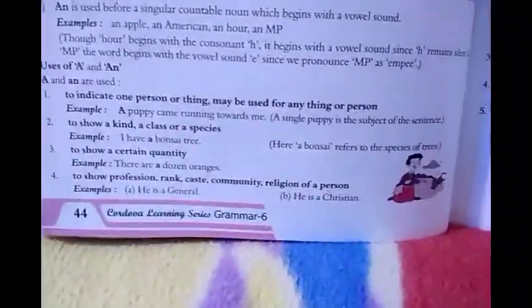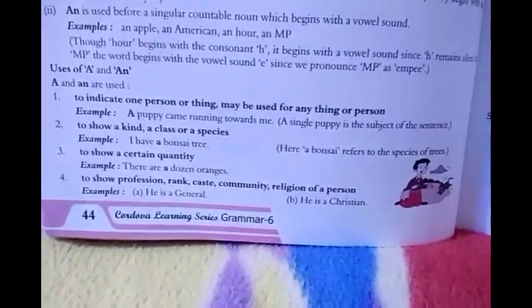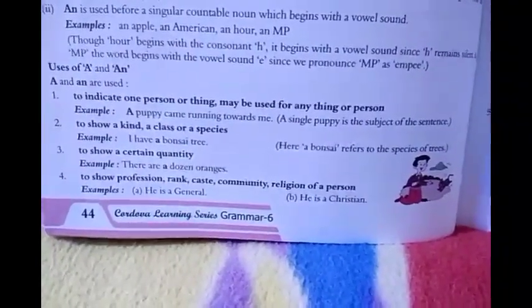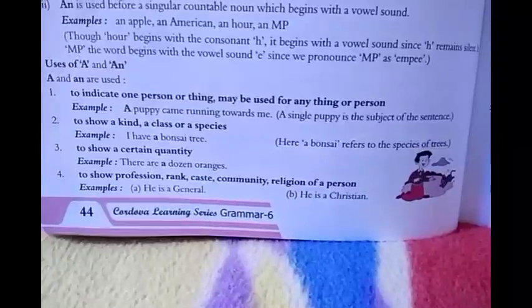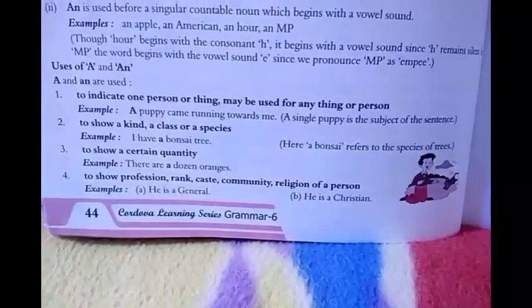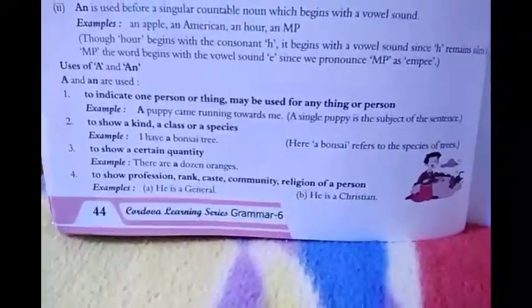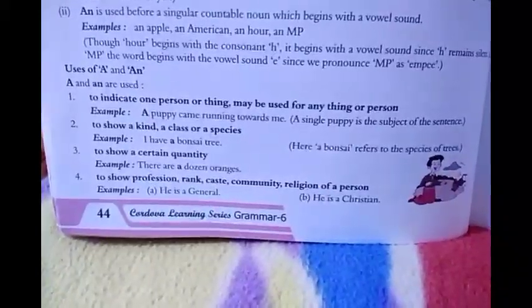Now the different uses of a and an. The first is to indicate, when do we use a and an? To indicate one person or thing. It may be used for anything or a person. A puppy, that means a single puppy is meant here. So a puppy.